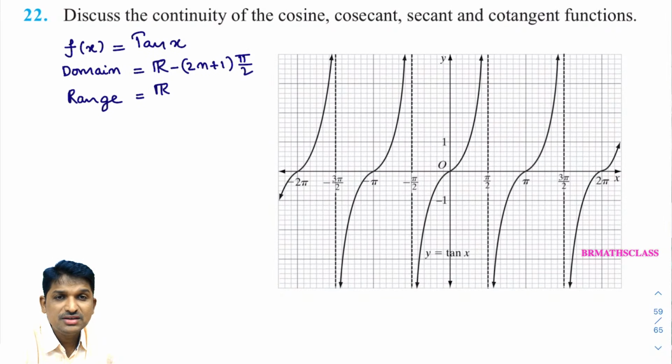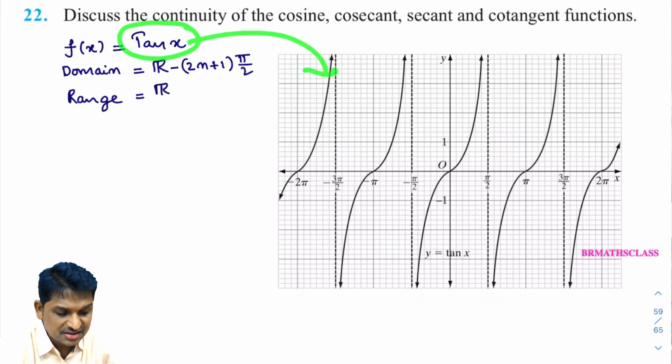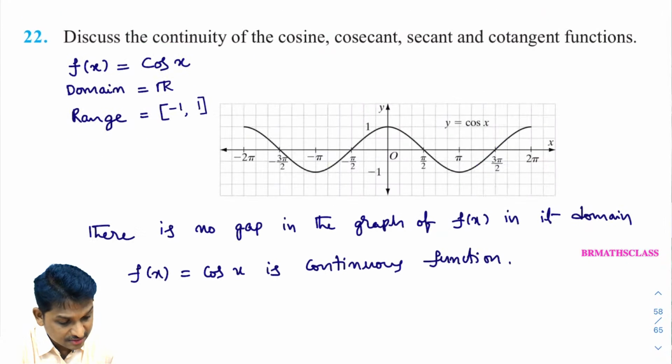Try to understand why I am repeating this point so many times. Continuity is always meaningful to discuss in its domain. Whatever problems I am doing today, all the problems are by the graph method. To discuss continuity of the tangent function by the graph method, you need to memorize the graph of tan x. Okay, so what I will conclude here.